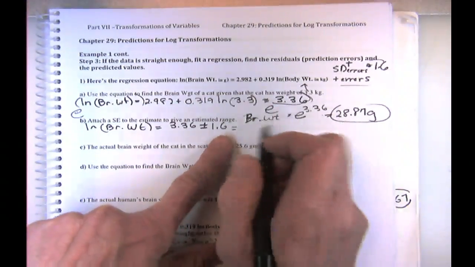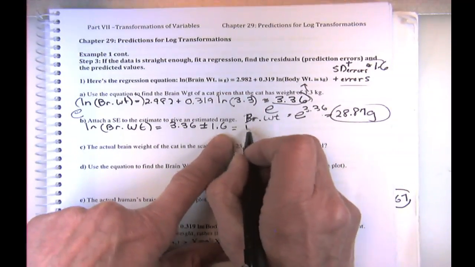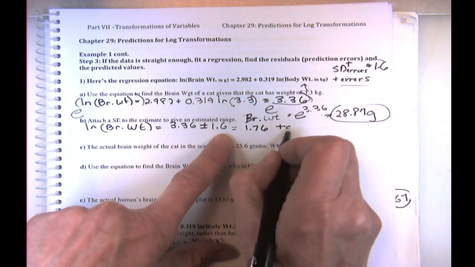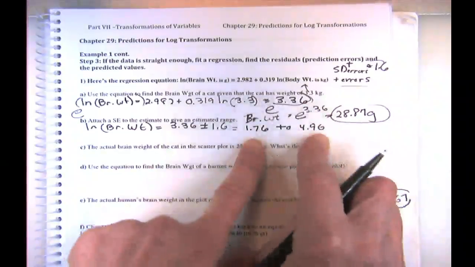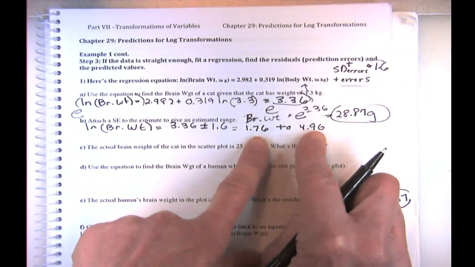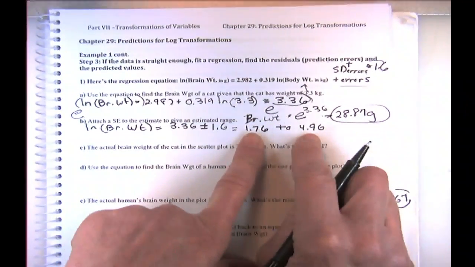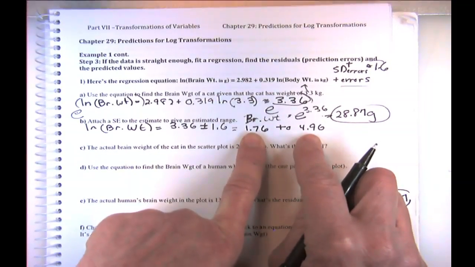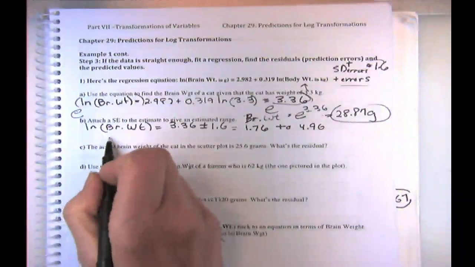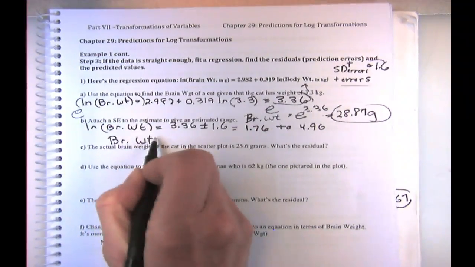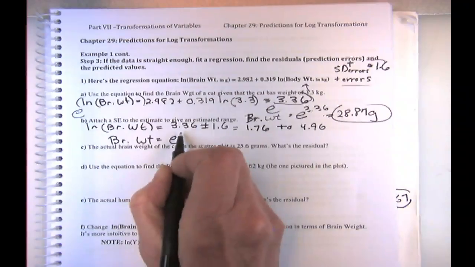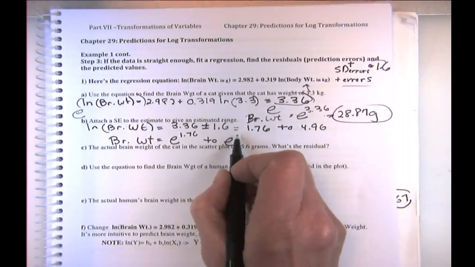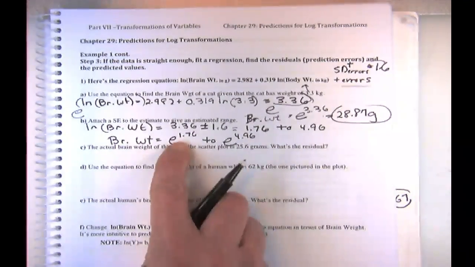3.36 minus 1.6 is 1.76. This, plus, is 4.96. Now these are the exponents. They don't have units. This is the range of the exponents, right? So when I want to get the actual range of the brain weight, I have to anti-log both of them. So I go, the brain weight is equal to e to the 1.76 to e to the 4.96. So that's in the exponent.